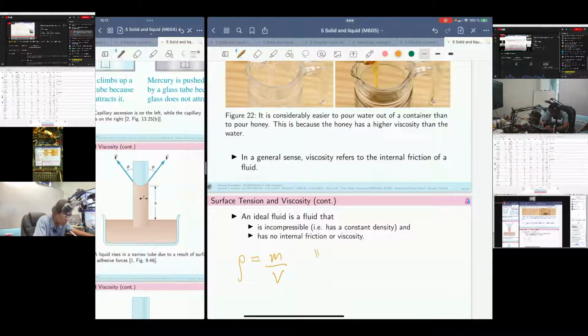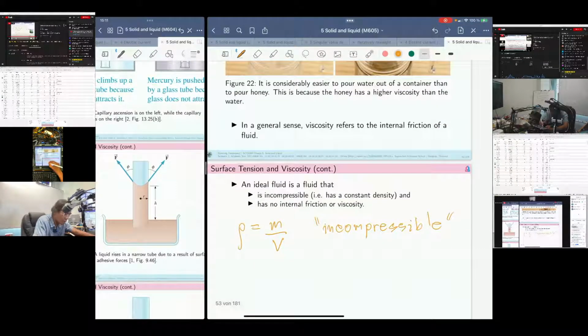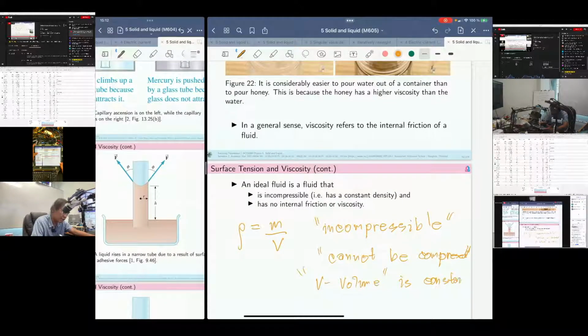Incompressible, the word incompressible means cannot be compressed. Okay, it cannot be compressed. It means that the volume is constant. Okay, is constant, remains the same.